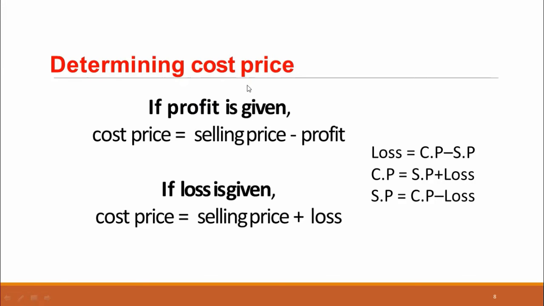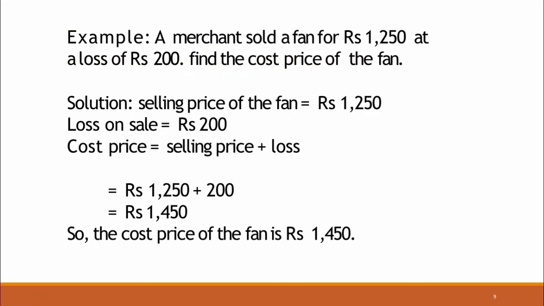Now, how to determine the cost price when profit is given? When profit is given, the cost price is equal to selling price minus profit, and if loss is given, then the cost price is equal to selling price plus loss. Using the loss formula, cost price minus selling price, the cost price will be equal to loss plus selling price, and selling price is equal to cost price minus loss. So let's move to an example for this discussion.